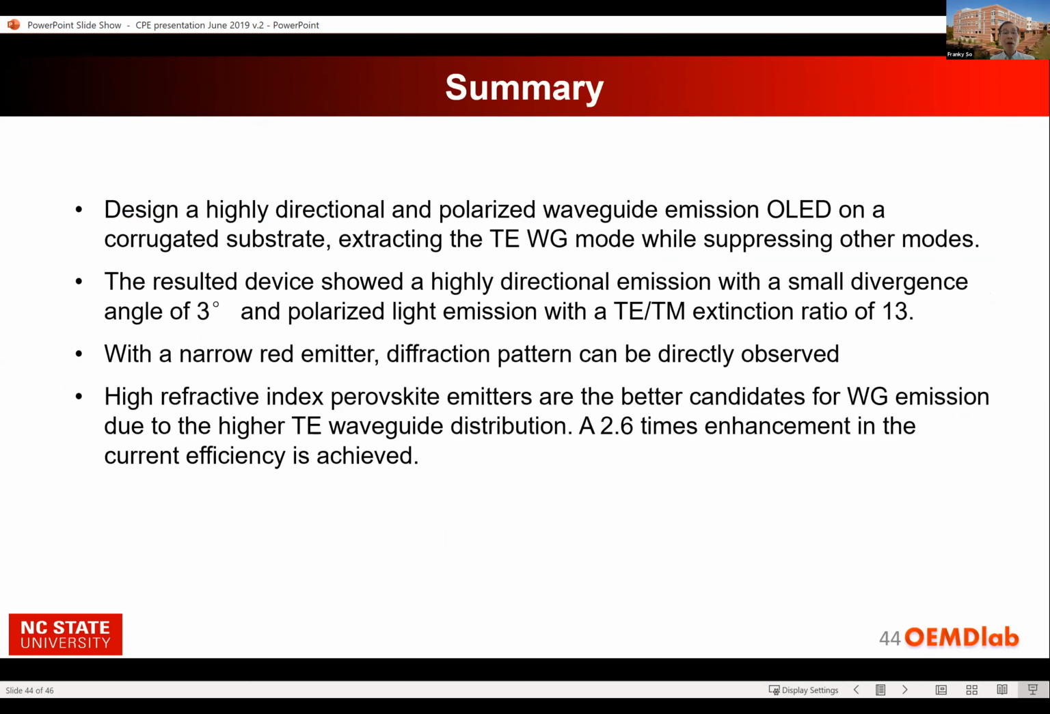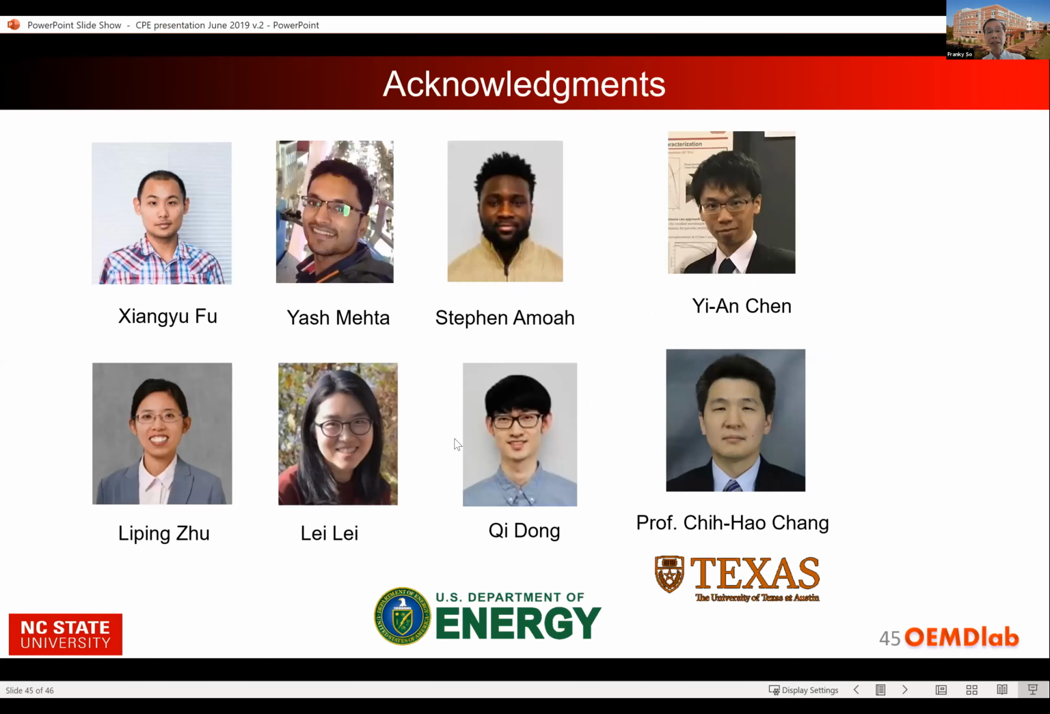To summarize, we're able to develop a highly directional and polarized waveguide emission OLED on a corrugated substrate. We're able to get a small angle of divergence down to 3 degrees, and a TE to TM extinction ratio of 13. With the perovskite emitter, we're able to get up to 56 candela per amp, and we anticipate much higher efficiency can be achieved if we use a high efficiency perovskite emitting material. With that, I thank you for your attention.